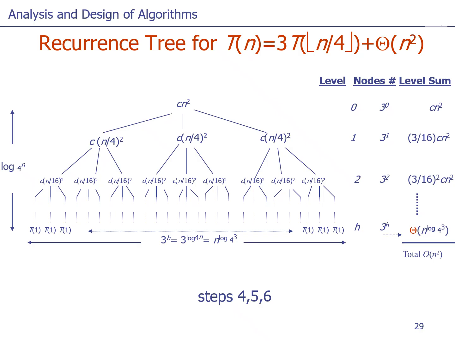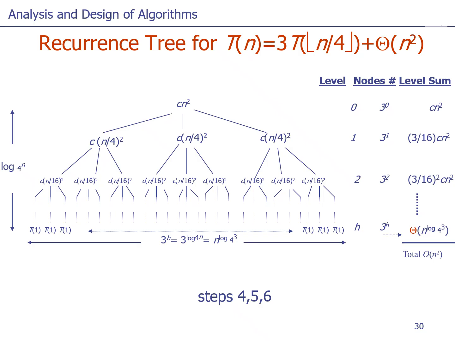Now what we need to do next is to figure out the total amount of work we've done in this tree. If you look at level 0, we were doing n squared. And if you look at level h, we're doing n to the power of log 3 base 4. So of the two terms, it looks like we started at n squared and that started to decrease until we reached n to the power of log 3 base 4. So the dominating term here is n squared.